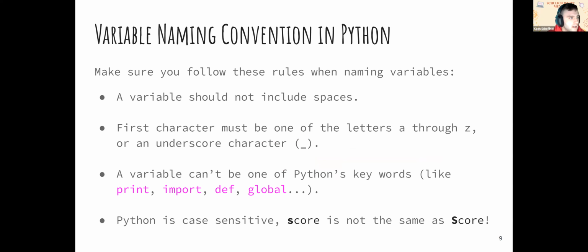There is a bit of a naming convention when it comes to naming variables. In their names you can't include spaces. The first character must be either a letter, uppercase or lowercase, or an underscore character. If it's anything but those, you will get an error. The name of a variable also cannot be a Python keyword, like print, import, def, global. It cannot be those words alone. You could do something like print name if it's all one word, that's fine, but you cannot have a variable called print or a variable called import.